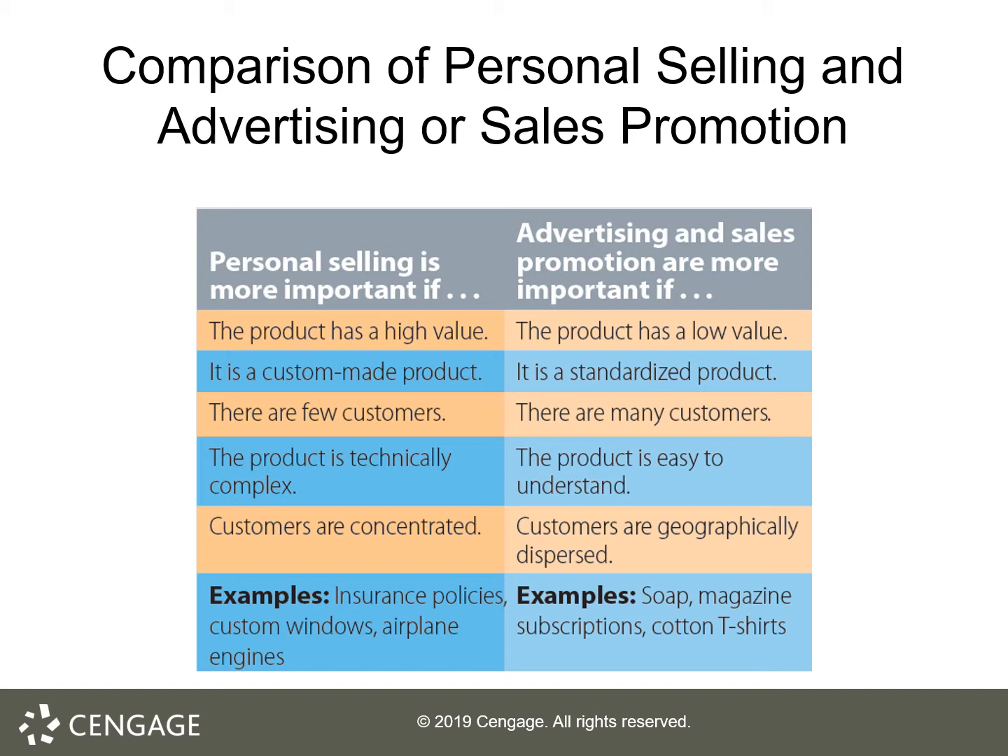But advertising and sales promotion are more important and more effective if the product has a low value, if it is a standardized product. There are many customers and the product is easy to understand and customers are geographically dispersed. You could think of maybe soap or magazine subscriptions or even cotton t-shirts.